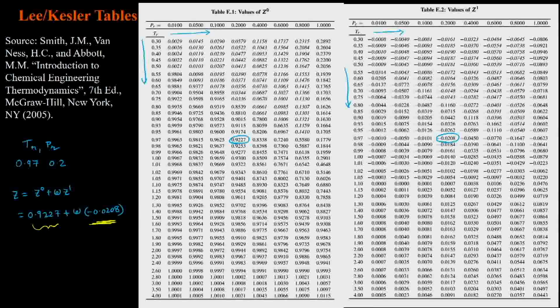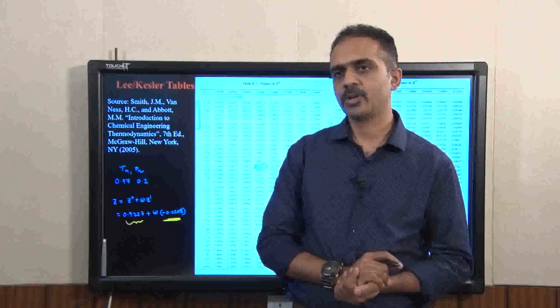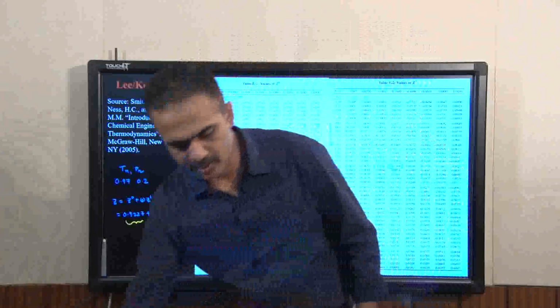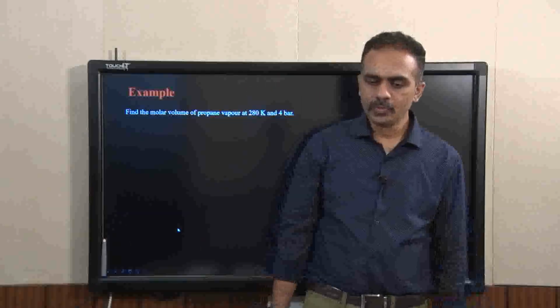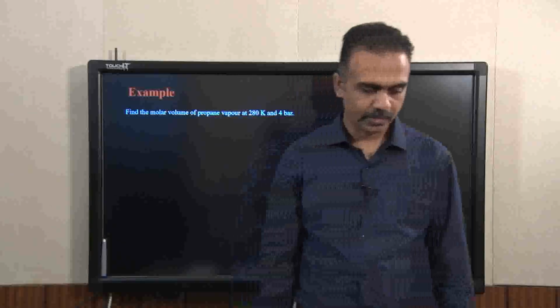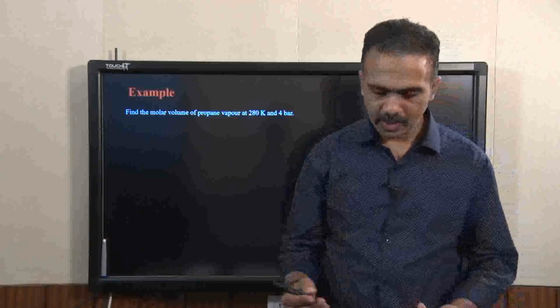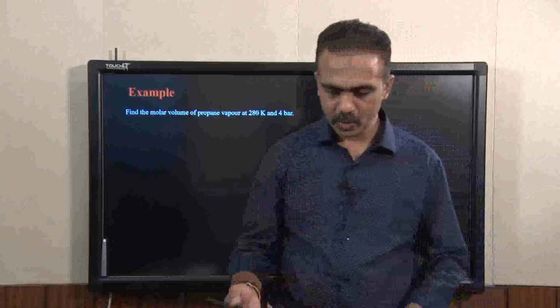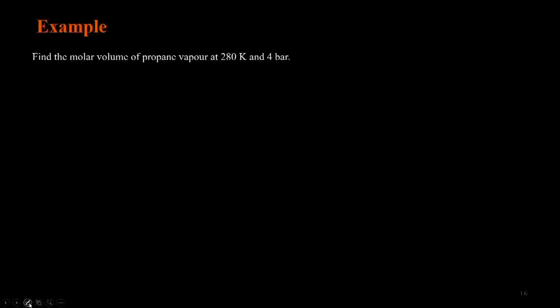Now, these, like I said, are known as Lee-Kessler tables. What we'll do is quickly learn to use these tables for two different scenarios, and then we'll look at calculation of other thermodynamic properties using these Lee-Kessler tables. What we want to do is calculate the molar volume of propane vapor at 280 Kelvin and 4 bar, right? At 280 Kelvin and 4 bar, remember we have to use the reduced conditions. So the first thing we will be needing is Tc, Pc, and omega.